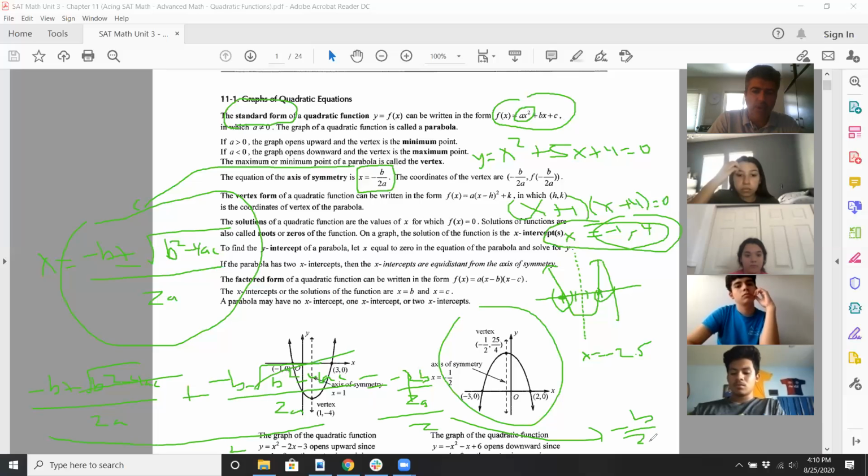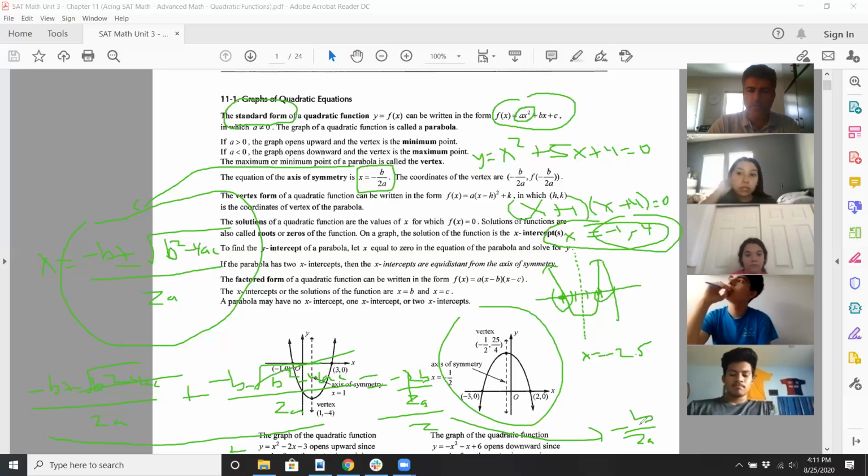That's why -b over 2a always represents the x coordinate of the axis of symmetry, or the x coordinate of the vertex. Sometimes we just tell it to you and no one really understands why, but now you've gone through quadratic functions in Algebra 2 class. Remember, if you have your x-intercepts, halfway between them is the axis of symmetry, and that's where the vertex will lie.